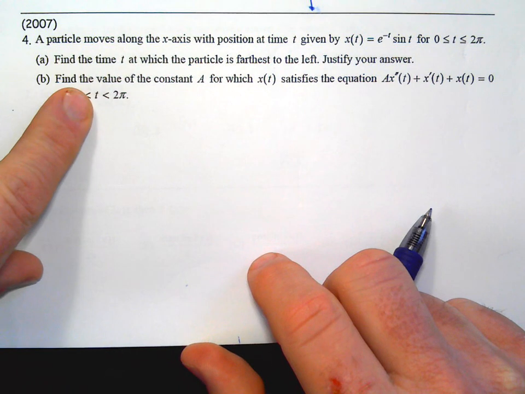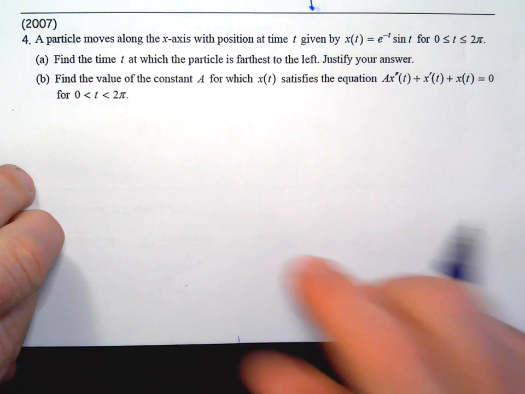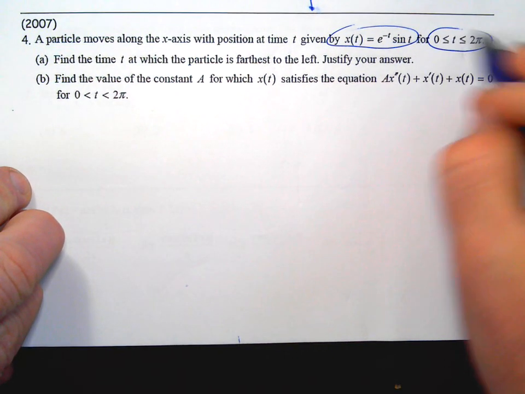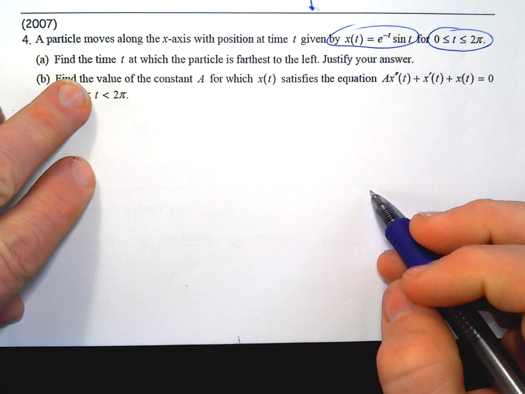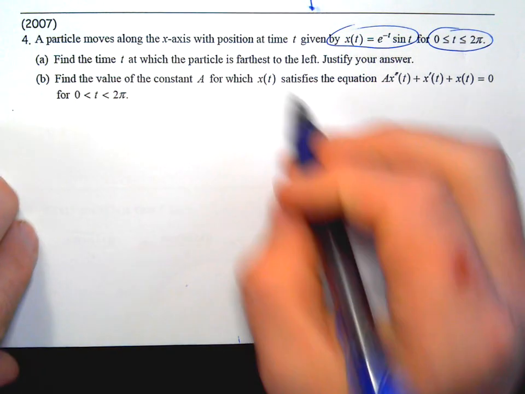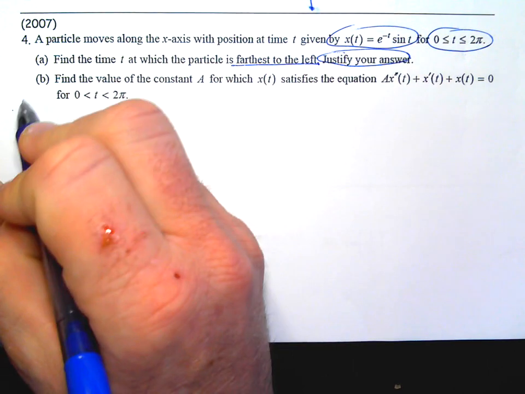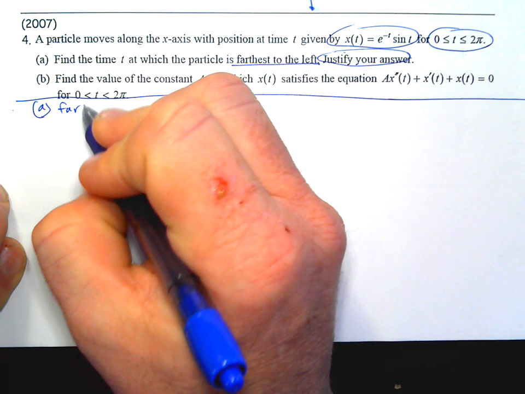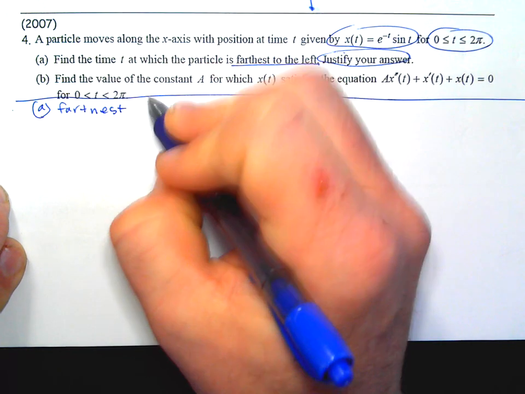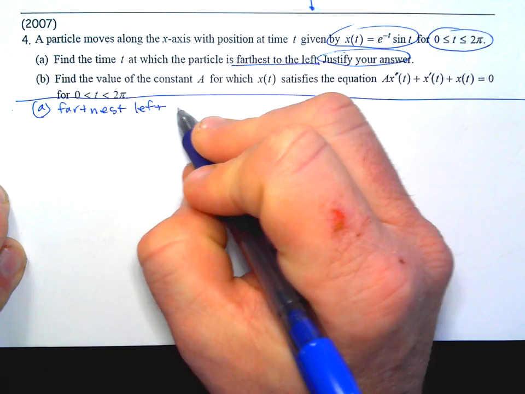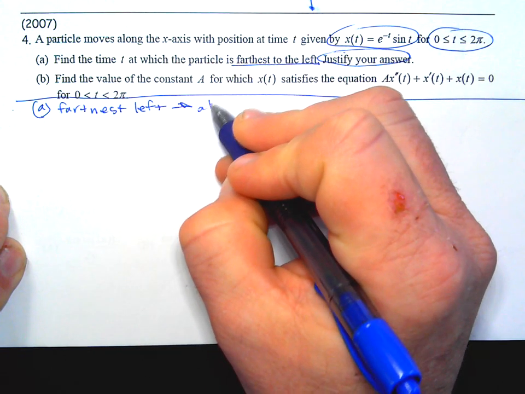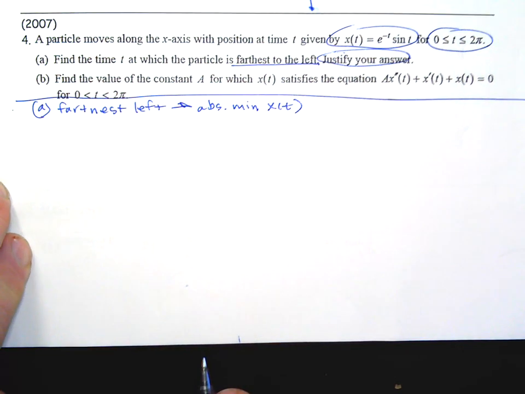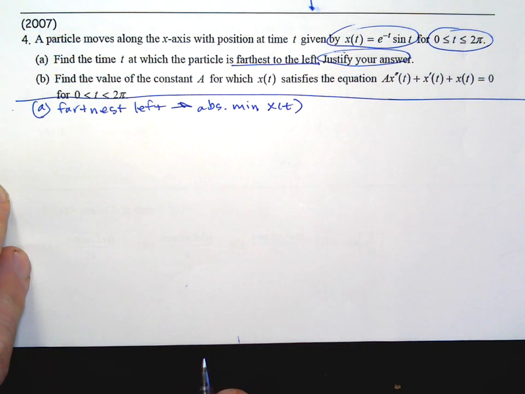Particle moves along the x-axis with position at time t. So they're giving you the position equation. 0 to 2 pi are your endpoints. Find the time t when the particle is farthest to the left. Justify your answer. Farthest to the left, you should automatically be thinking that's an absolute max or min of some kind. Farthest left, what is that? That's absolute min position. That's absolute min of x, right? Because furthest to the left would be the most negative or the smallest positive answer.